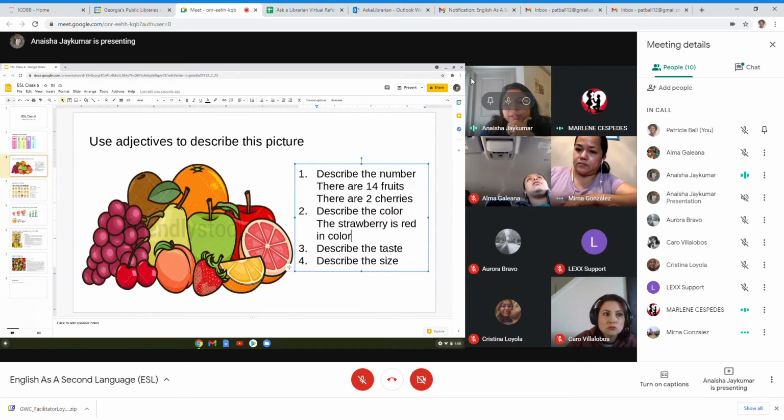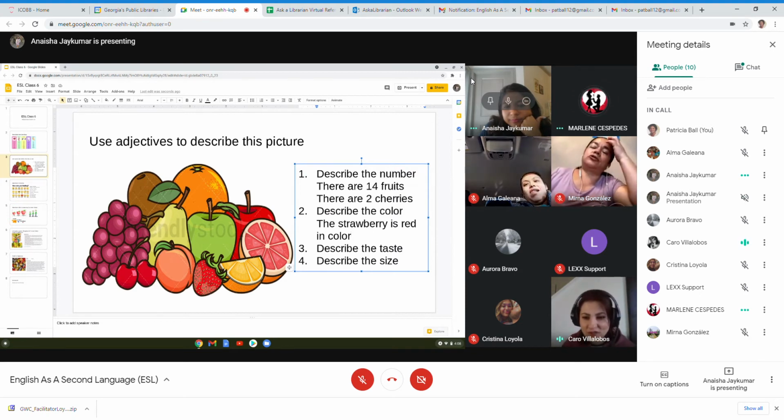Okay, Carolina, we're talking about adjectives. So tell me, we're still talking about color. What color are the grapes? The grapes are purple in color. Okay.